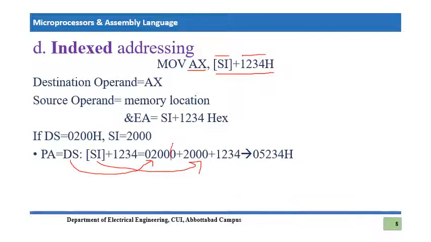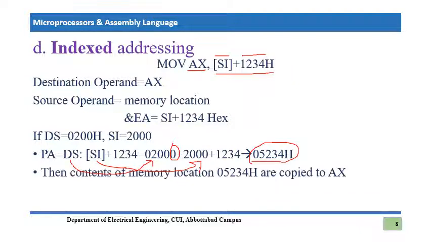Furthermore, this 0 is just after multiplication. That's the result of multiplication by 10. So I hope this point is clear, and once we calculate the complete result, it will become 05234 hex. So the content of this memory location, which is pointed by index plus some displacement, or index is source index, so that location is pointed by these two values, index plus displacement. So this location's content will be copied and will go to the AX register.